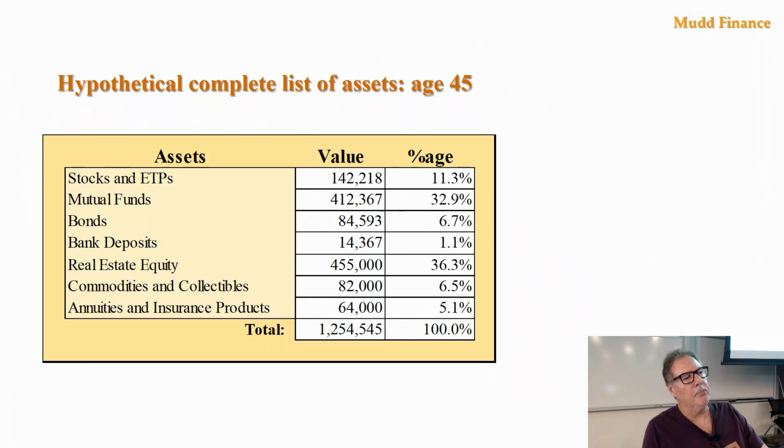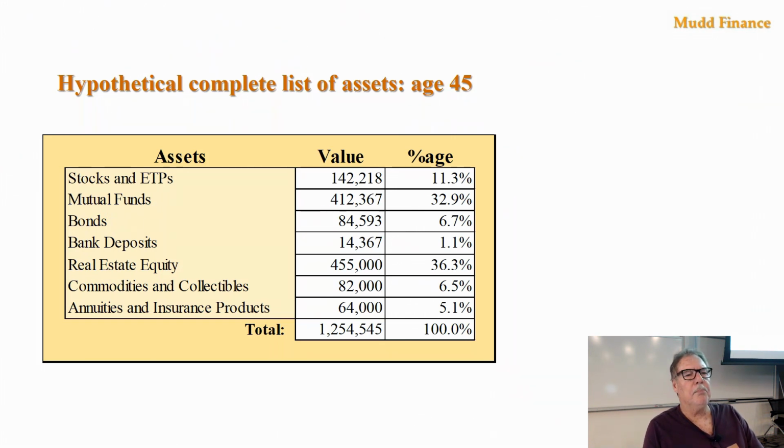The bulk of your portfolio is in mutual funds that are work-related for your 401k and the like. That constitutes about 33% of your portfolio. You have some bonds, but not very many because of your young age. That's 6.7% of your portfolio.